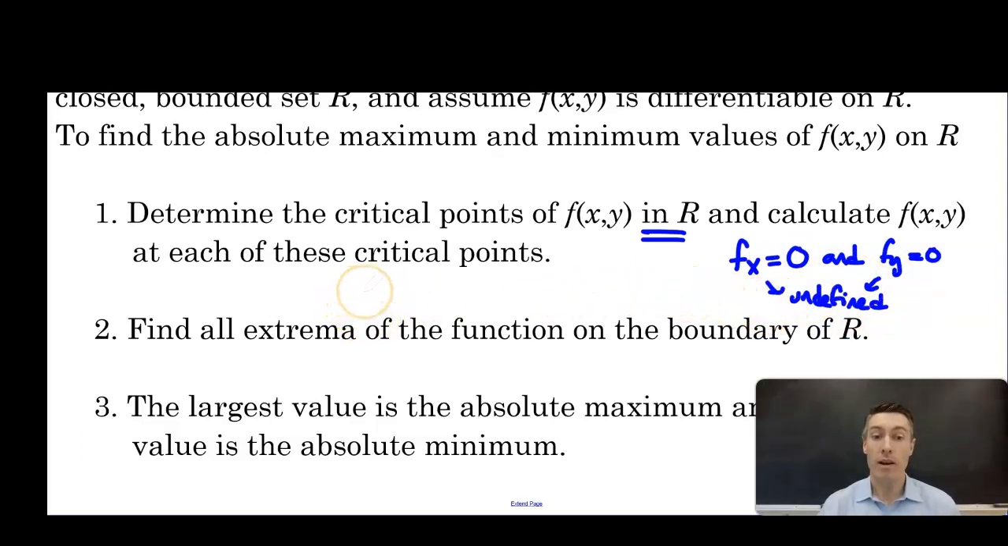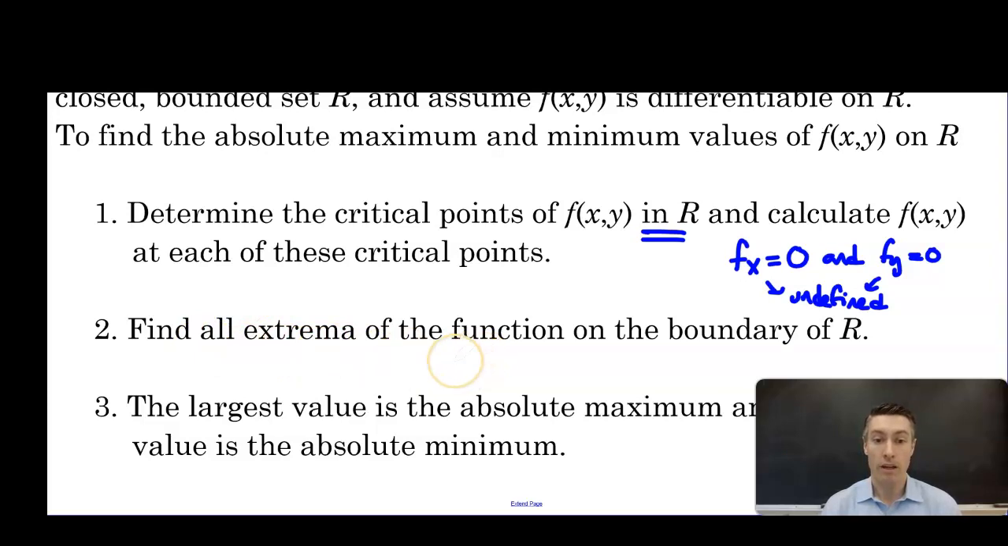And then step 2, find all extrema of the function on the boundary of R. So our restricted domain is going to have a boundary. Most of the restricted domains you're going to see are going to be triangles, squares, rectangles, circles. Could be a more complex shape, but typically it falls into that category. So we have boundary curves around each of those restricted domains. And our goal is to find the extrema on the boundary of the region. That really equates to running single variable extreme value theorems along each edge of the region.